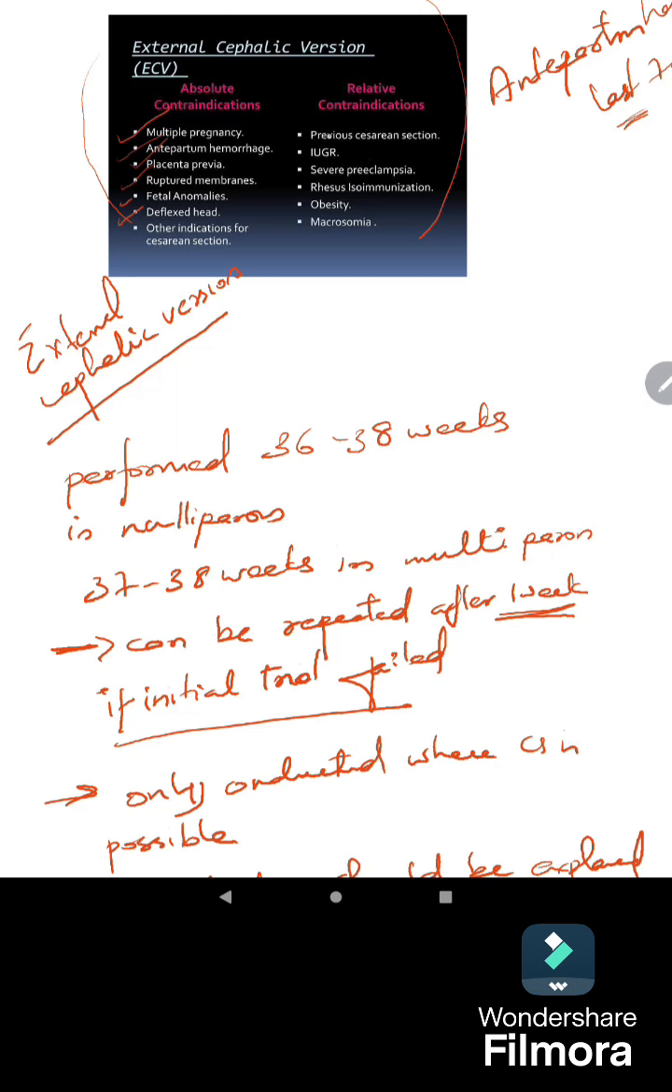And some relative contraindications are previous cesarean section. That is, the patient has undergone cesarean section in the last pregnancy. Then IUGR, that is intrauterine growth restriction.